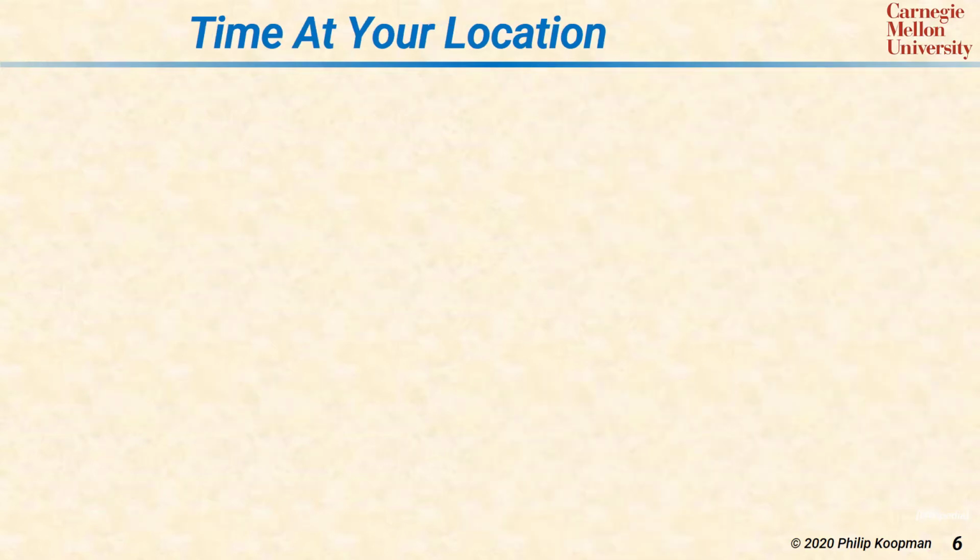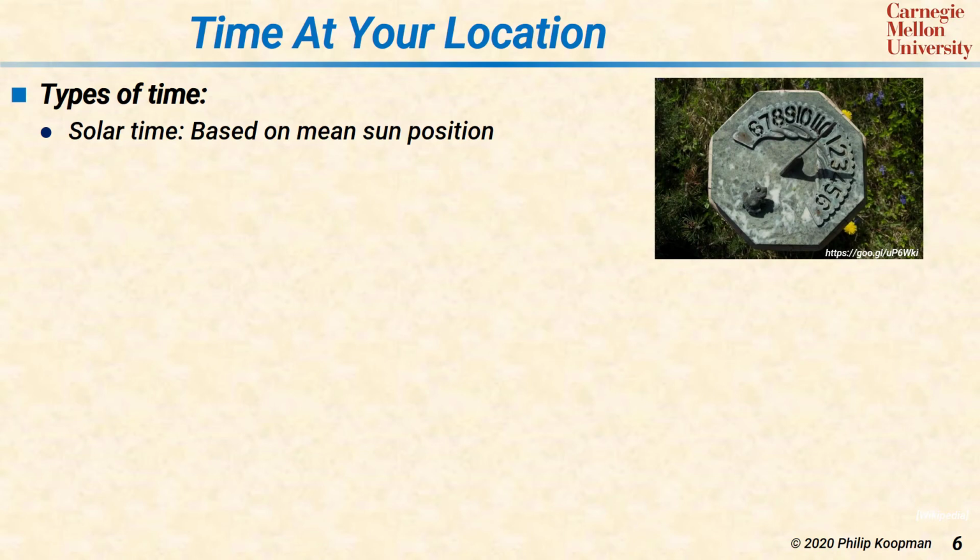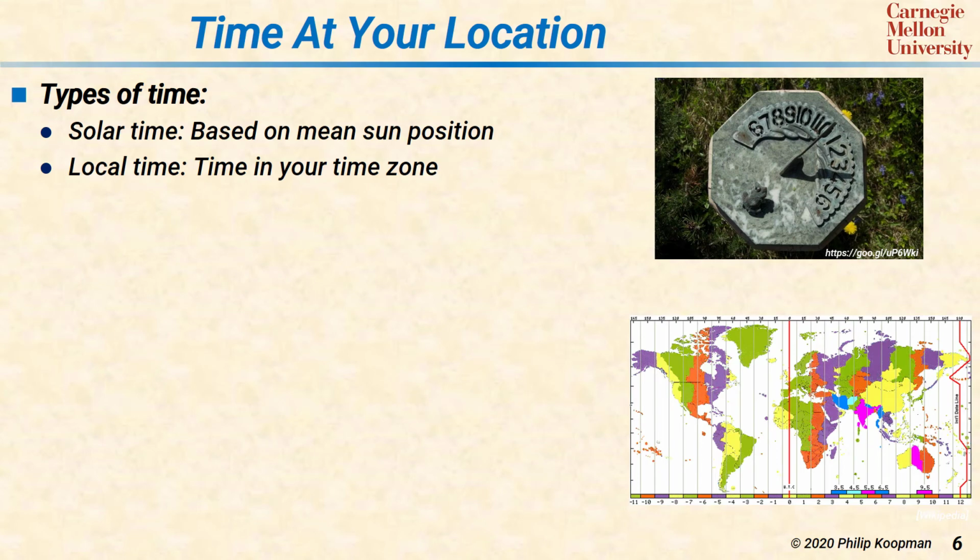As difficult as it sounds to synchronize the current time on clocks, things get even worse if you need to know the local time, meaning the time that has to do with the sun and the stars at your location rather than the convention of whatever time zone you're in. One type of time is solar time, which is based on the mean sun position. Another is the local time, which is the time in your time zone. And so there's a difference between where the sun on average crosses at noon where you are, which depends on your longitude, and the place you are in your time zone.